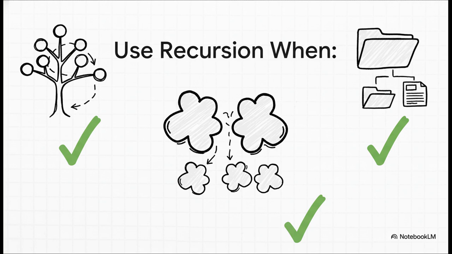Same thing for data structures like trees. It's also perfect for divide-and-conquer algorithms, where the whole strategy is to break a big problem into smaller versions of itself. In these situations, the recursive code is often way cleaner and easier to read.